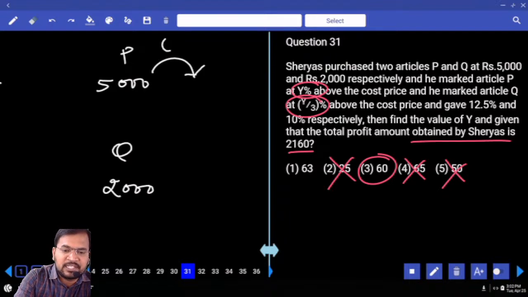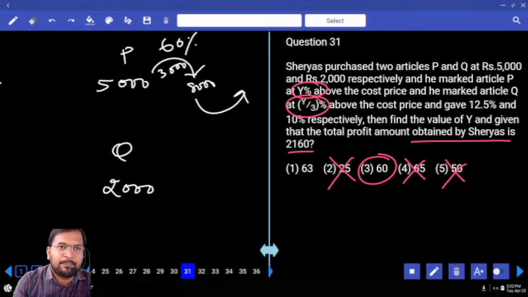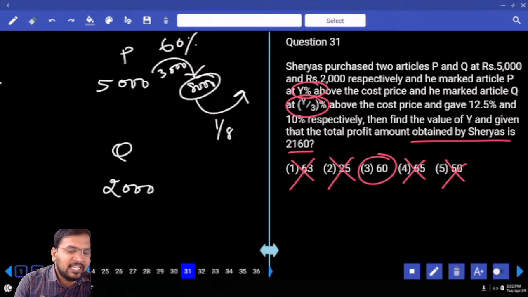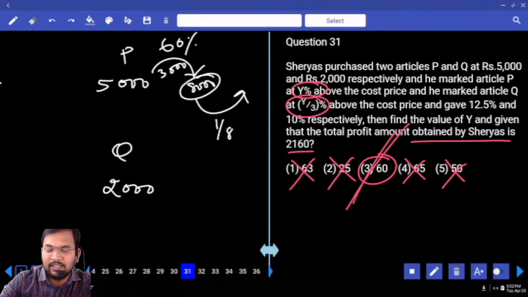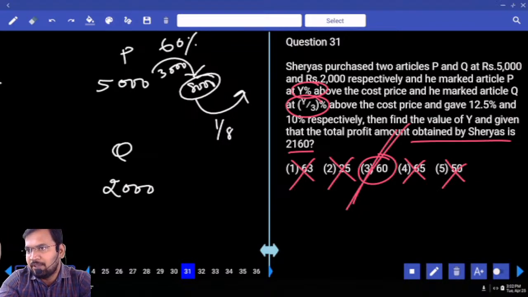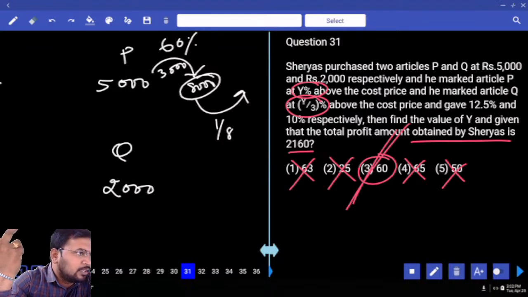60% above is nothing but 3,000. 3,000 plus 5,000. On the first article, he is giving a 12.5% discount. 12.5 is nothing but 1/8, so this value should be a multiple of 8. If you take 63% above, is it possible to get 8,000 here? So that is the reason, no need to check. Your answer is option 3. The marked price of the P article must be a multiple of 8. If you take 63, it's not possible. Are you clear? So no need to check the answer. Straight away your option is 60%.